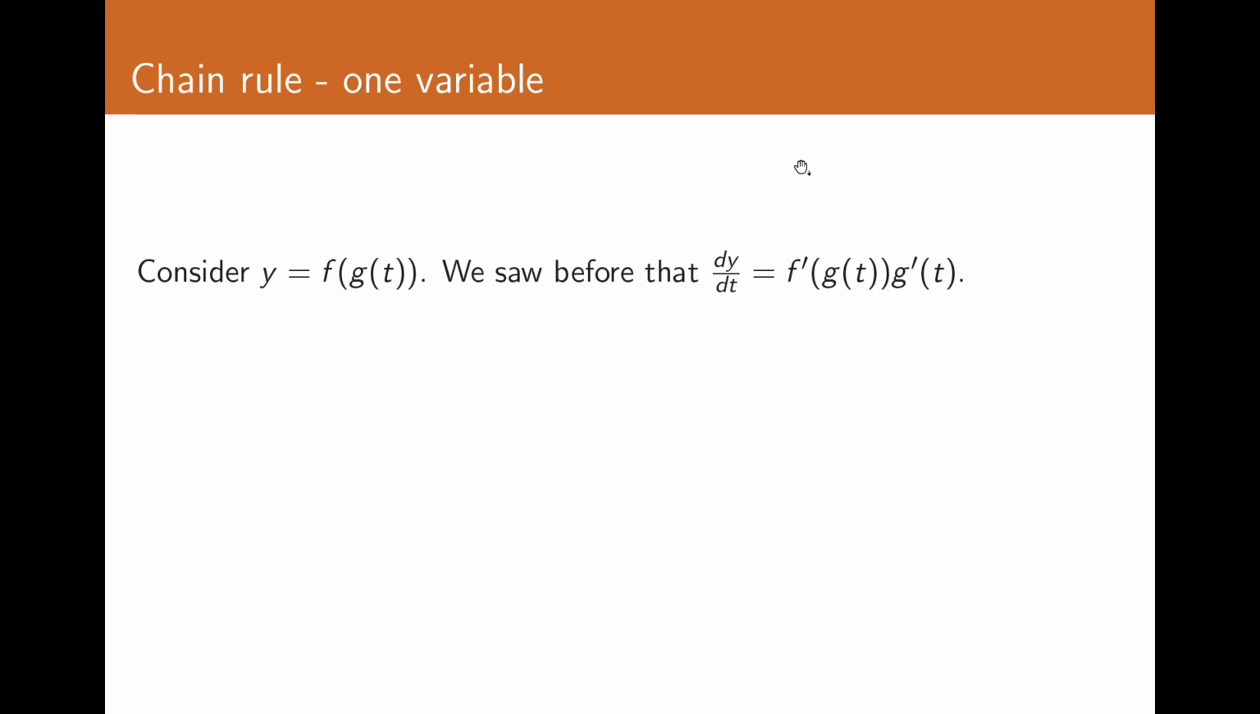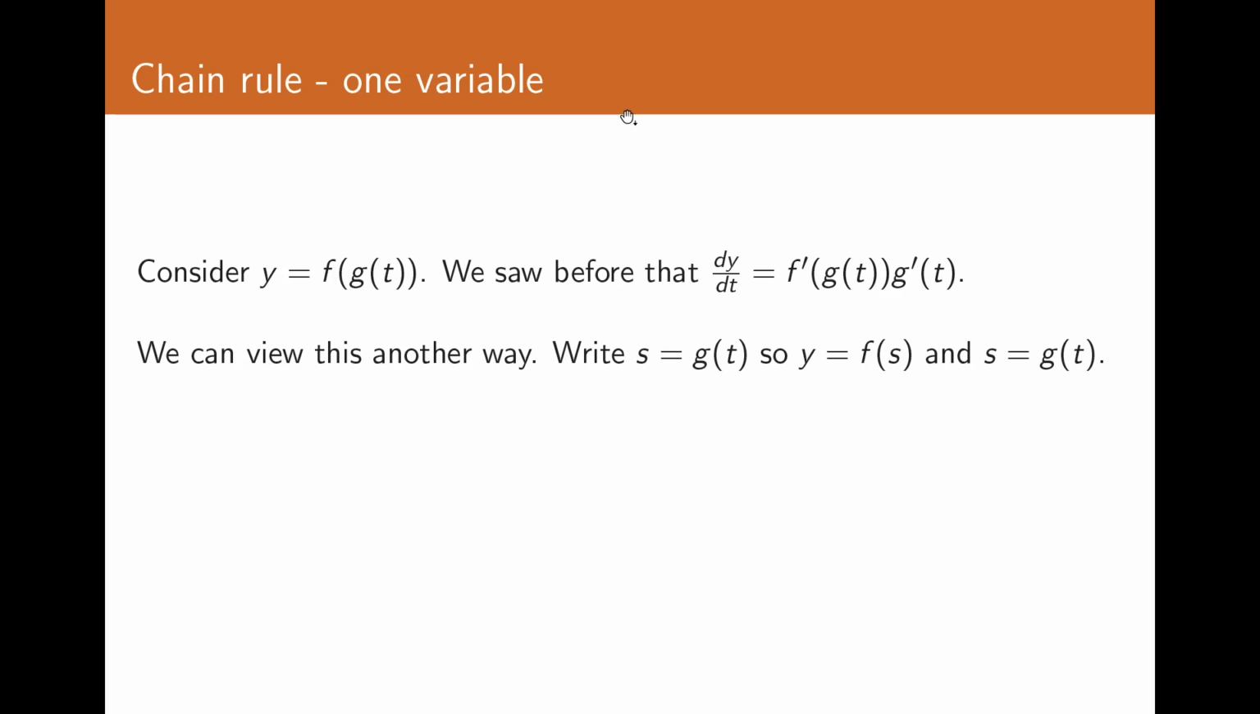In order to set it up so that this is going to look more like what we're going to come up with for multiple variables, let's rewrite this single variable chain rule in a little bit different notation. So let's take that inside function g of t and let's call that s. So now y is equal to f of s, and then s is equal to g of t. So now if we take the derivative of this, the dy dt, we take the derivative of the outside function, and notice that's with respect to s, so dy ds, and then the inside function is ds dt.